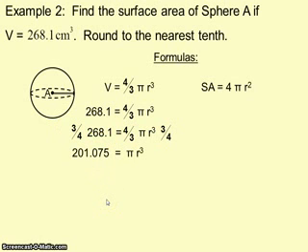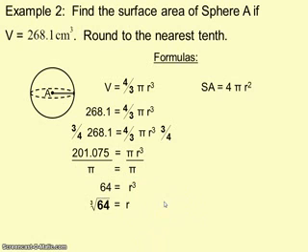I'm not rounding yet, I'll round at the end. Go ahead and keep working with this. Now we need to get rid of the pi, so we're going to divide by pi. And that leaves us with 64 equals r cubed. And I'll assume that you remember how to find the cube root on your calculator. If not, it's math 5. So we take the cube root of 64 to give us r. The cube root of 64 is 4. So now we have r.